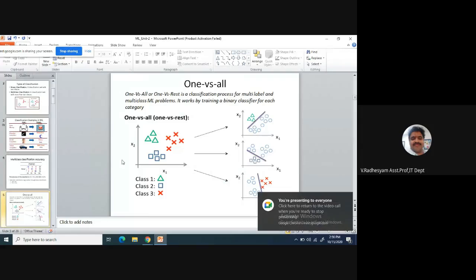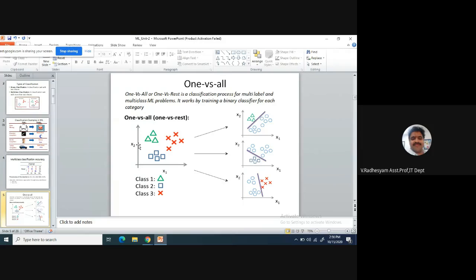That means what? One class is separated from all the remaining classes. Again, another class is separated from the remaining 2 classes. Again, the last class is separated from the 2 classes. This is called 1 versus all.